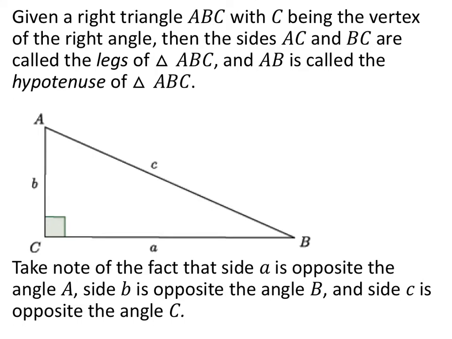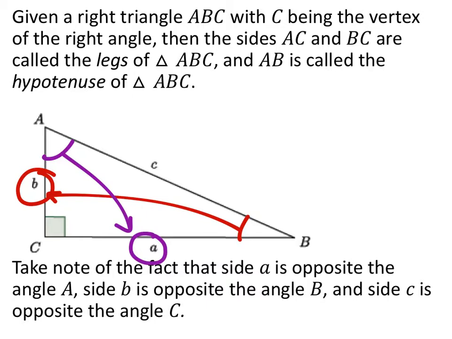Also, given a right triangle ABC, with C being the vertex of the right angle, then the sides AC and BC are called the legs of triangle ABC, and AB is called the hypotenuse of triangle ABC. Take note of the fact that side A is opposite angle A, side B is opposite angle B, and side C is opposite angle C. So for example, if I call this angle B, then the side length B would be opposite of that. Same with A, it's opposite of angle A. And then C, of course, is the hypotenuse, which is opposite the right angle.